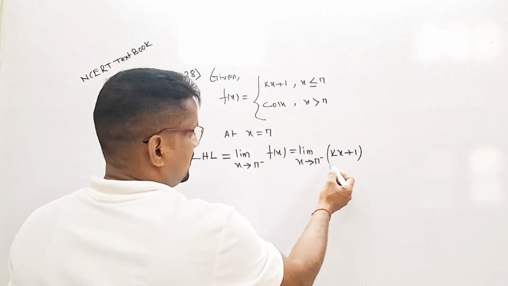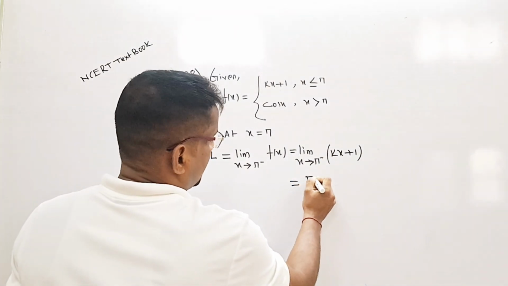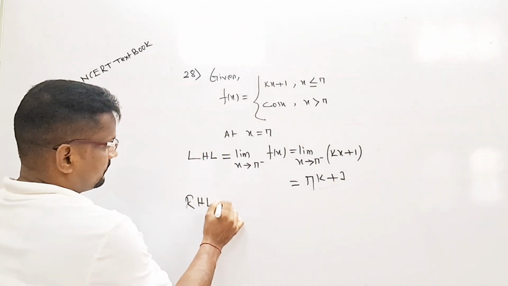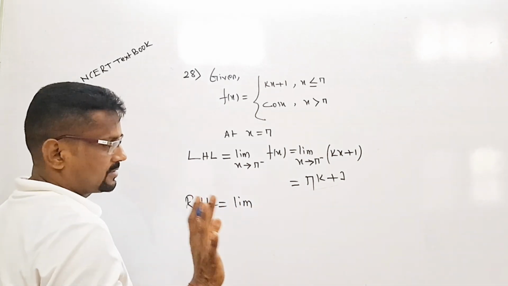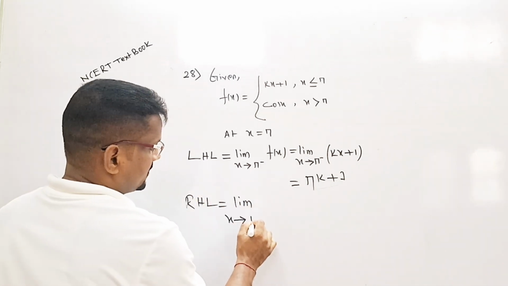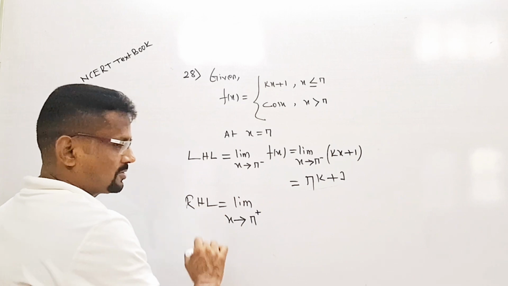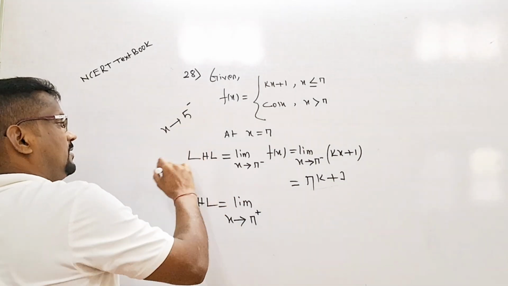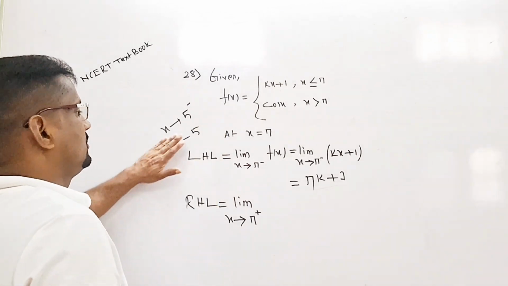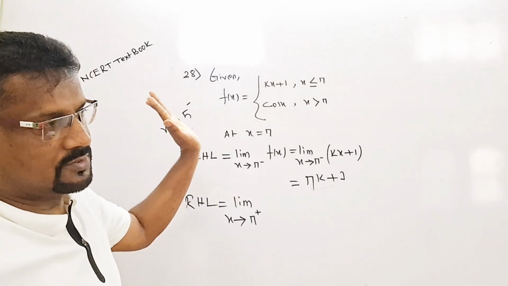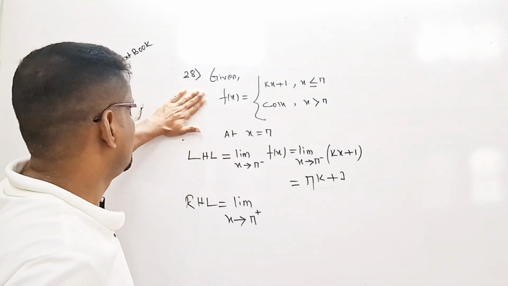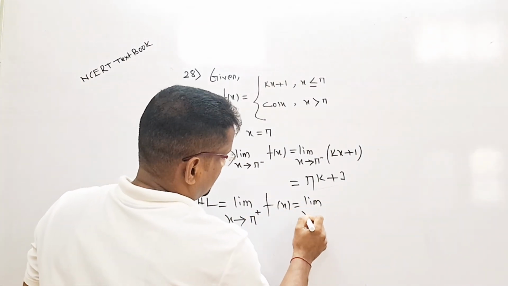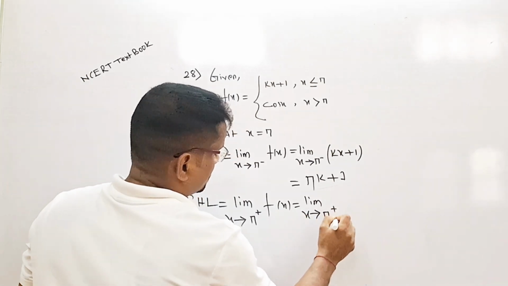So here x tends to pi, the limit will be pi k plus 1. Now find the right hand limit. In symbol, the right hand limit you can write as x tends to pi with a small positive sign. If I say x tends to 5 negative here, it does not mean negative 5. It's just a symbol that x approaches the number 5 from the left side. Okay, f of x equal to limit x tends to pi positive.